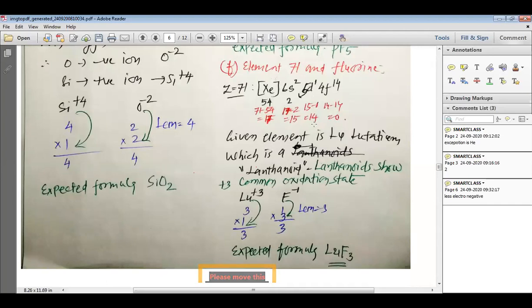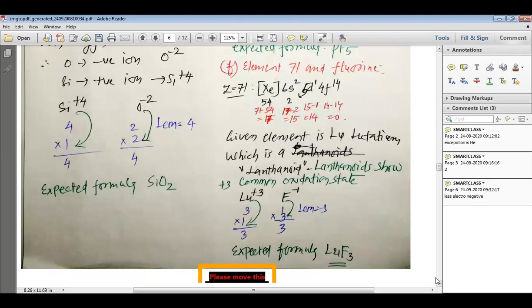Now we have 14 electrons, and all these 14 electrons go to the 4f orbital, and ultimately we can write the electronic configuration as xenon 6s2 5d1 4f14. The given element is lutetium, which is a lanthanoid.